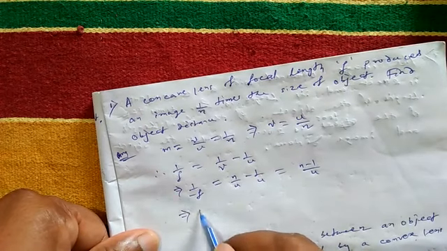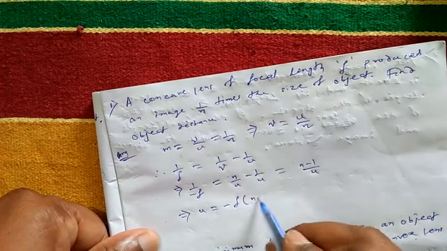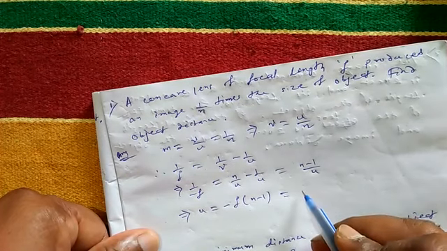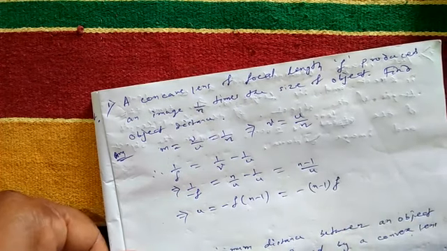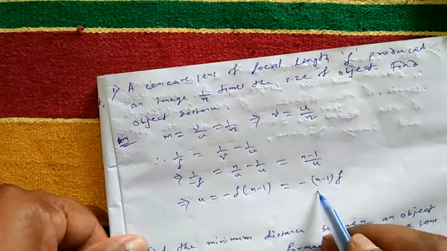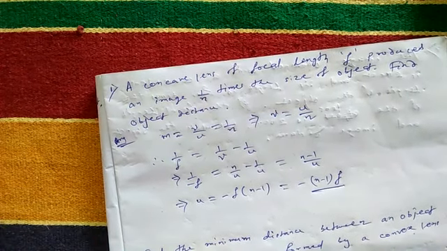So u is equal to minus f into n minus 1, this is equal to minus of n minus 1 into f. So the object is at a distance n minus 1 into f from the lens.